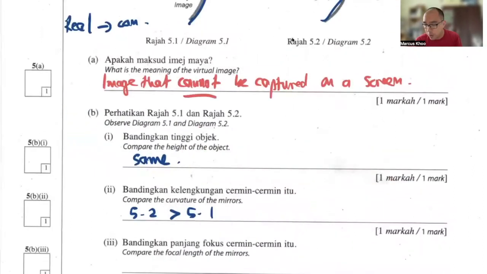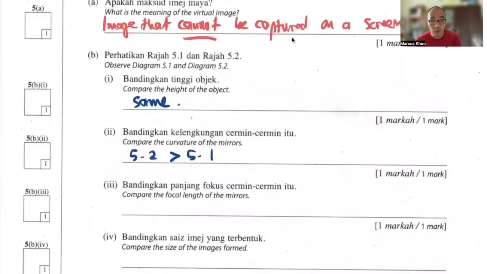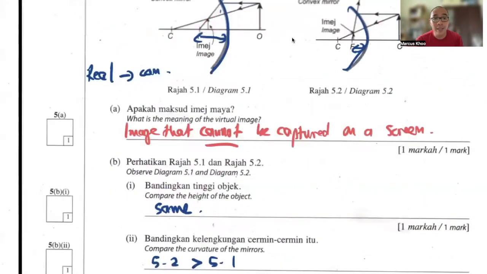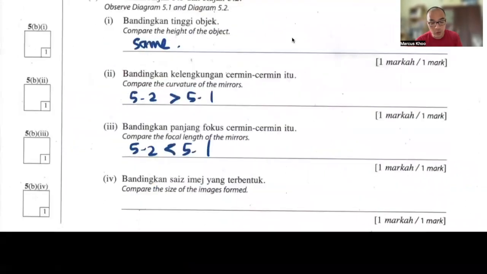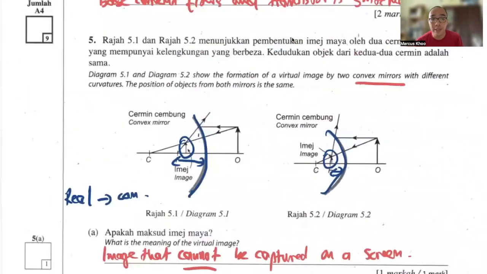Compare the focal length. If you look at the focal length, you're looking at this distance over here. Of course, 5.2 is smaller than 5.1. Then you compare the size of the image formed. You're looking at this. 5.2 is also smaller than 5.1. It's a very simple comparison.